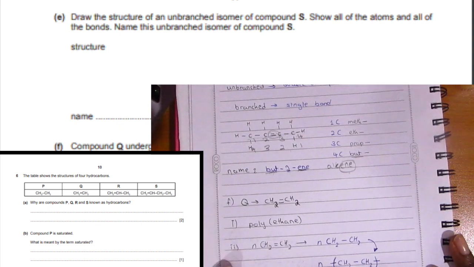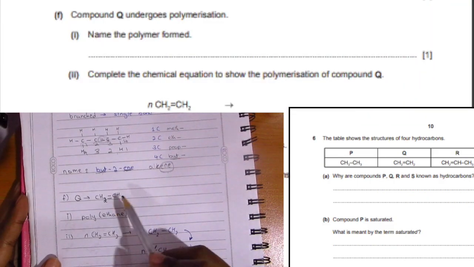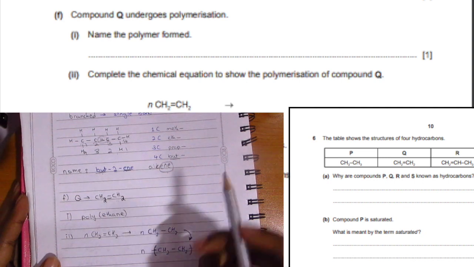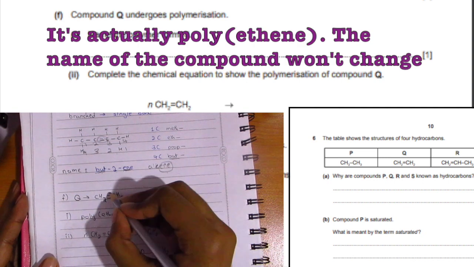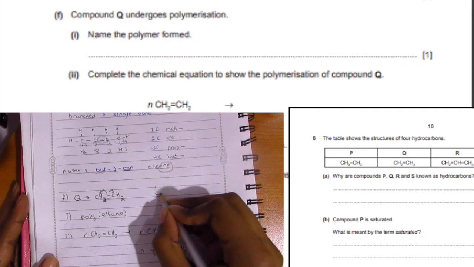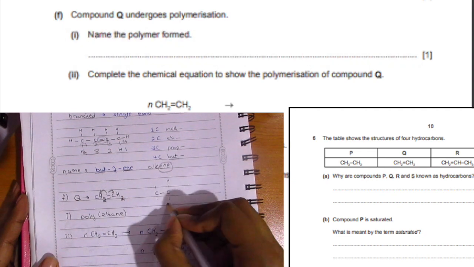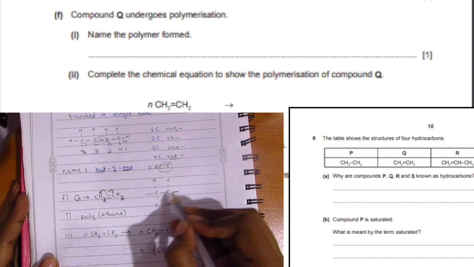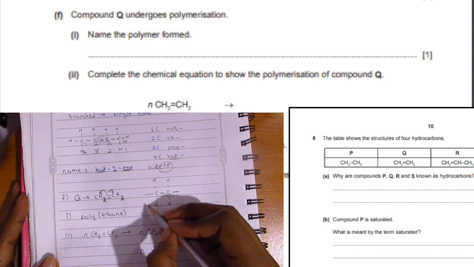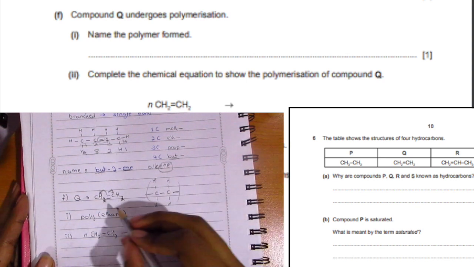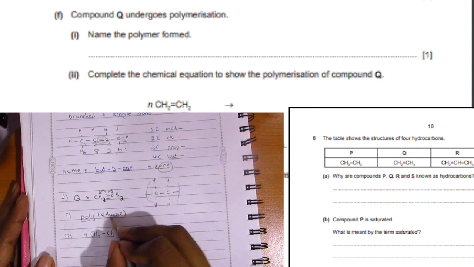So now for compound Q, it undergoes polymerization. Compound Q is ethene, and it's going to form a polymer, and that polymer is going to be polyethane, because once you open up the double bonds, you're going to have ethane, which is an alkane which has single bonds, and you're just going to add more and more and more. So this is the monomer. This is just the one unit that's going to be constantly repeated, so it's polyethane.